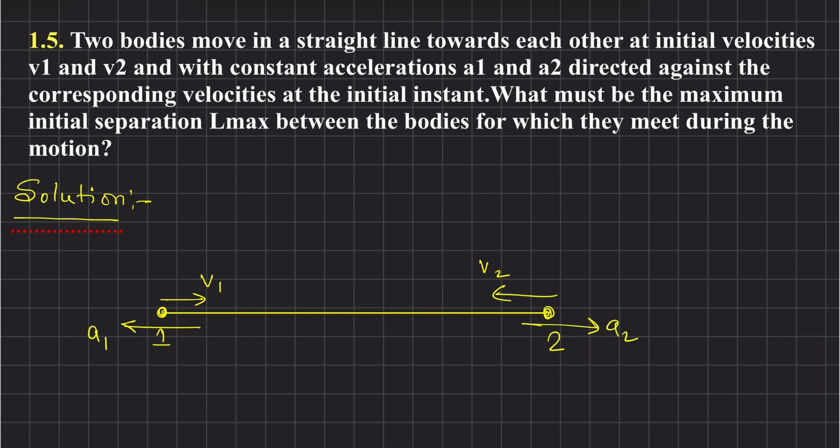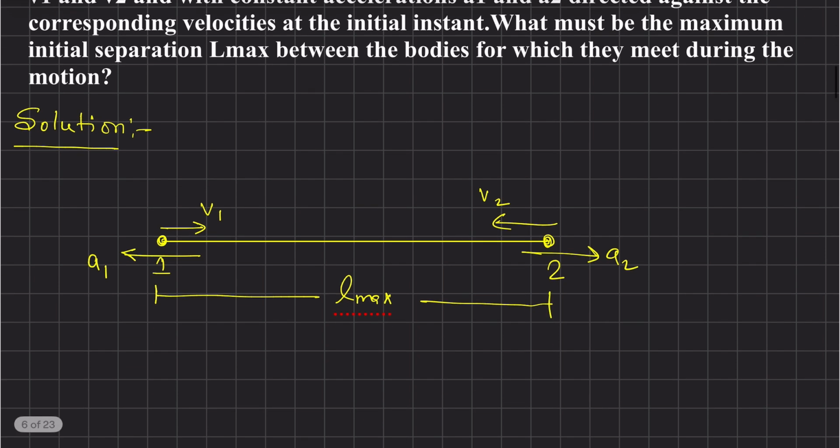After that, it is asking what must be the maximum initial separation L max between the bodies for which they meet during the motion. I'll first show you the wrong way of solving this question, and then I'll show you the right way also. Suppose this is the L max, the maximum separation at which they should meet. If it is less than L max, of course they are going to meet, but if it is more than L max, there is no chance that they are going to meet.